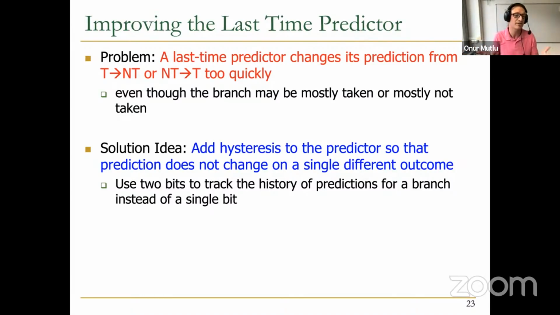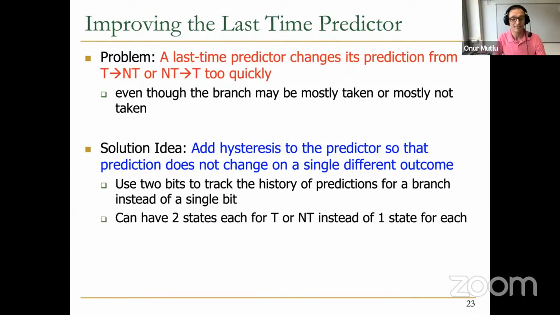You could actually use thresholding for this. And when you actually reach 21 degrees, then you enable the cooler. And similarly, on the other end, you could wait until you see 19 degrees, for example. So this is an example of hysteresis. And here, we're going to add the hysteresis using a state machine. Instead of having 1 bit whose outcome can be changed quickly, we're going to have 2 bits. And we're going to have 2 states each for taken or not taken instead of 1 state for each.